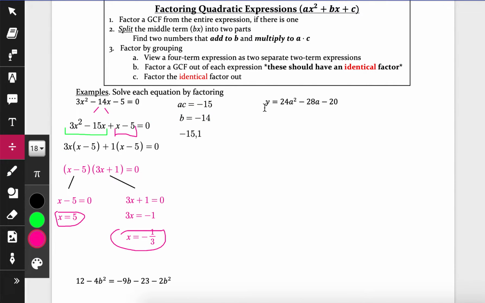Let's do that again with the next one. So anytime we're solving, finding x-intercepts of a function, we're thinking of setting this equal to 0.